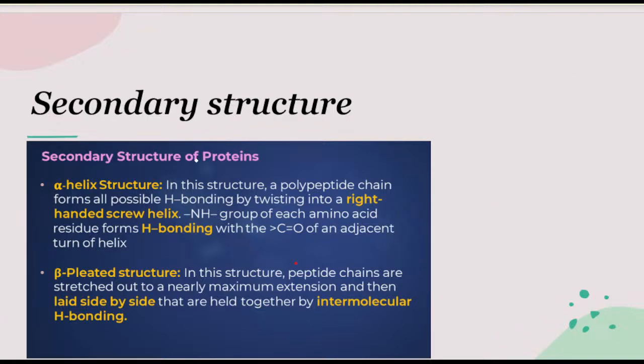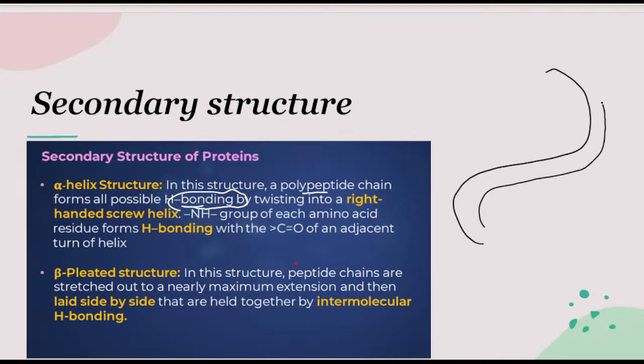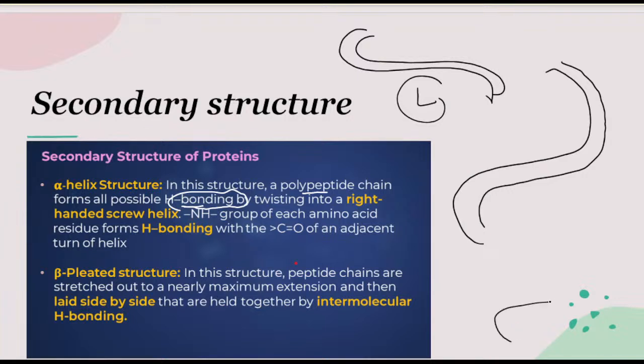So what is alpha helix? In the alpha helix structure, the polypeptide chain forms hydrogen bonding. This is the key point: what is the difference between alpha and beta? In the alpha form, we have hydrogen bonding within the chain, and it is right-handed. What is the meaning of right-handed? Suppose my pen is moving like this, in which direction? Moving from left to right, it's a right-handed helix. And if my pen is moving like this, it's left-handed.